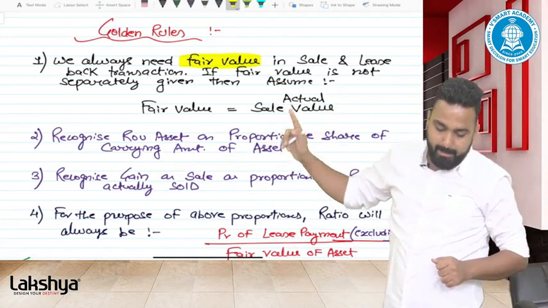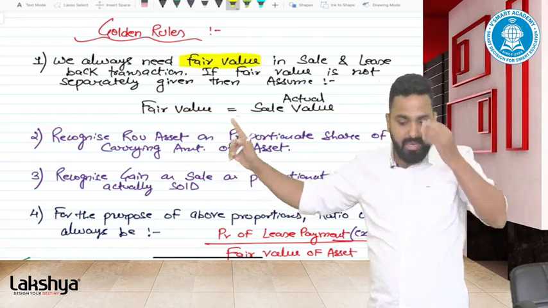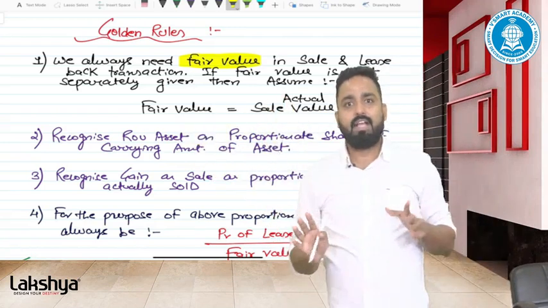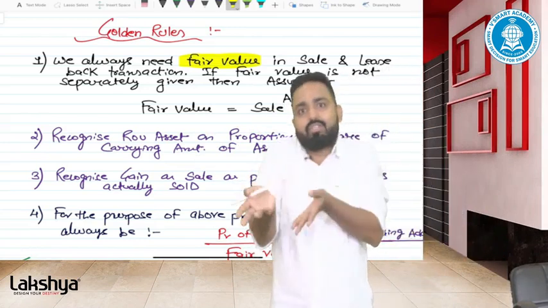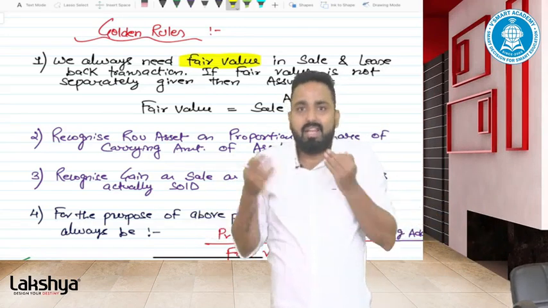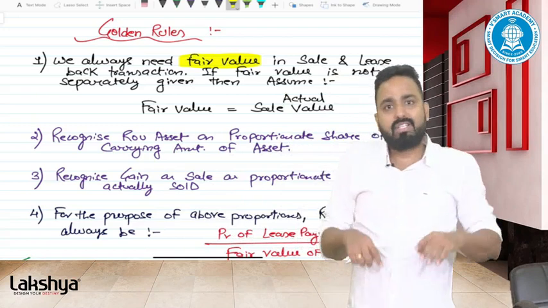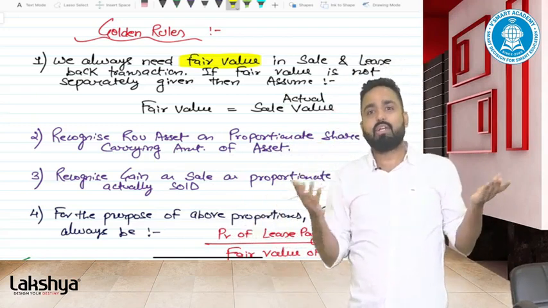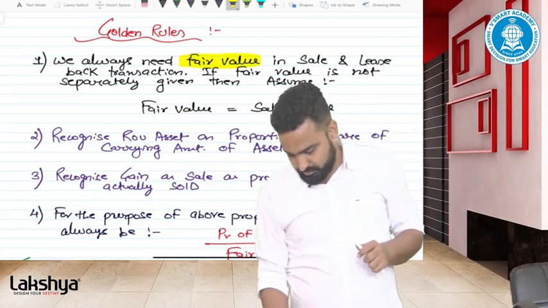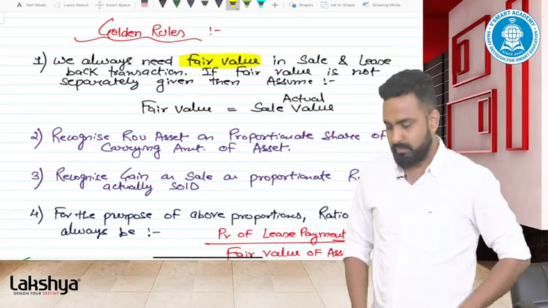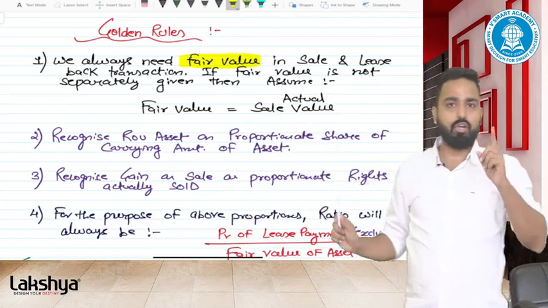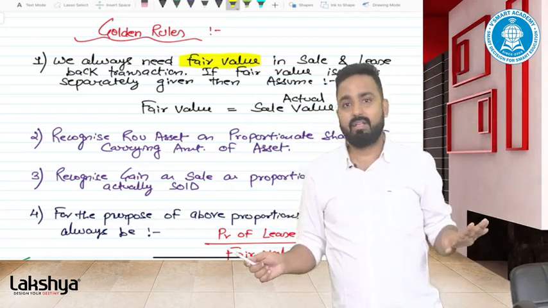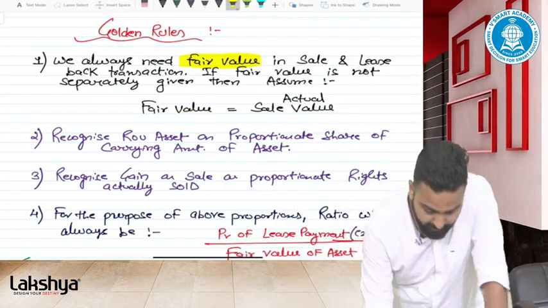If fair value is not separately given, then assume fair value is equal to actual sale. In our example, the sale value was given as 10 lakh. But suppose the fair value is not given, you will assume fair value is equal to sale. First golden rule: assume fair value is equal to sale if nothing is mentioned separately.